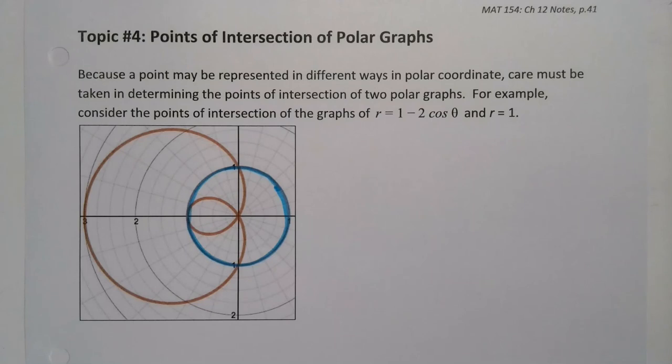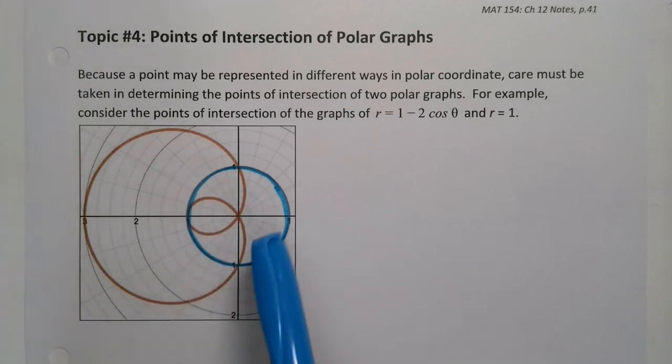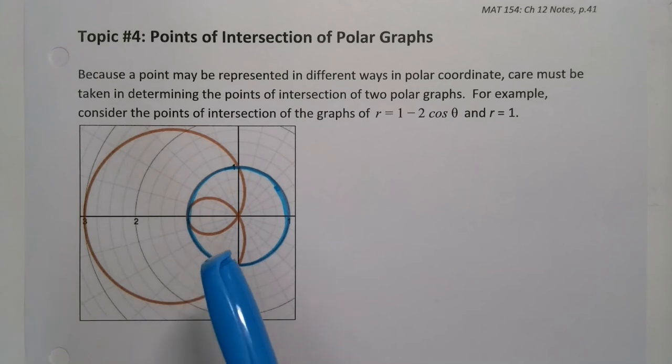So there's an issue with finding the points of intersection for polar graphs that we need to discuss. A point can be represented in different ways in polar coordinates, so you have to take care when finding those points of intersection, because of course there's infinitely many representations for every point, but there's also something else going on. So let's consider this example.